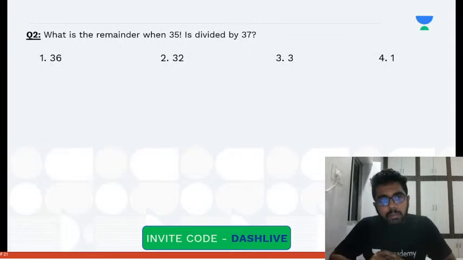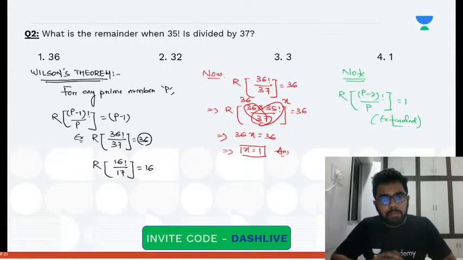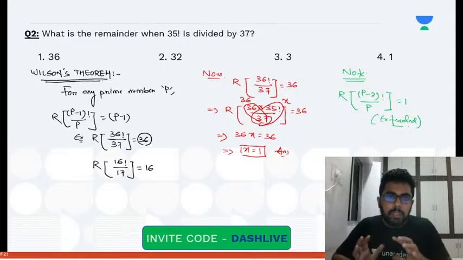Alright, let's look at the second question. What is the remainder when 35 factorial is divided by 37? This is the question. So there is a theorem called Wilson's theorem, which says that for any prime number p, the remainder of p minus 1 factorial divided by p is p minus 1.